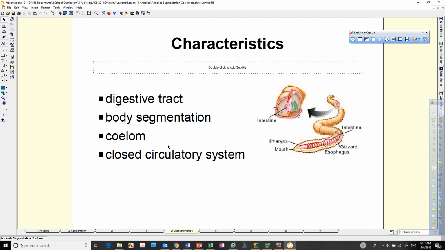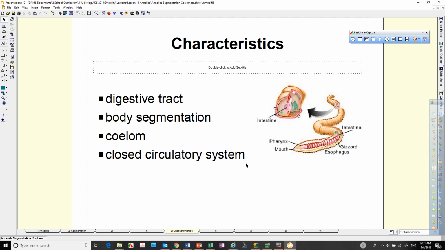Your characteristics, these are the characteristics. First time we've seen segmentation. They also have a full digestive tract, which you'll see from now on. They have a true body cavity, and all their blood at all times is contained within blood vessels. The flatworms don't have blood. The roundworms, their blood just sits in a pool inside their body, and with the earthworms, it's actually closed in blood vessels like we are.